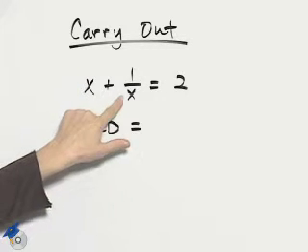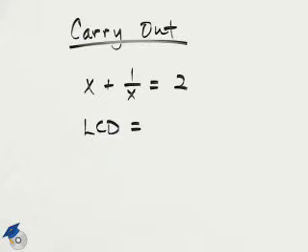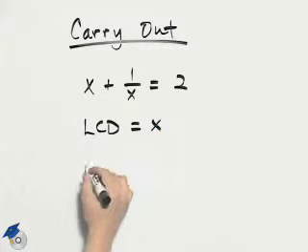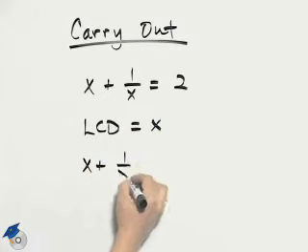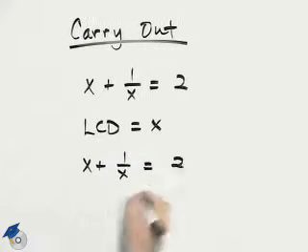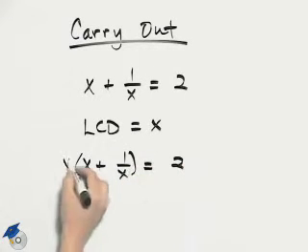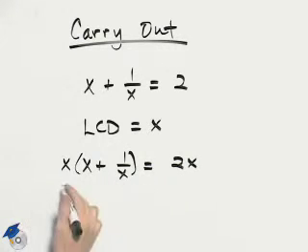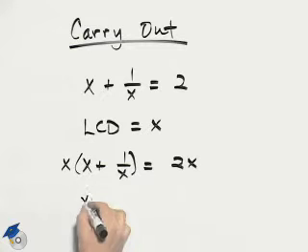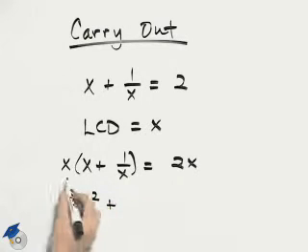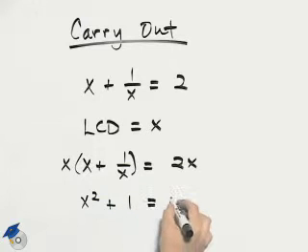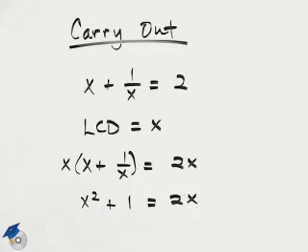We see that we have an equation that has a fraction, so we'll multiply every term of the equation by the LCD. In this case, the LCD is x. So I'll rewrite the equation as I have it, and I will multiply both sides of the equation by x. Now, using the distributive property, we have x times x, which is x squared, plus x times 1 over x is 1. That is equal to 2x.